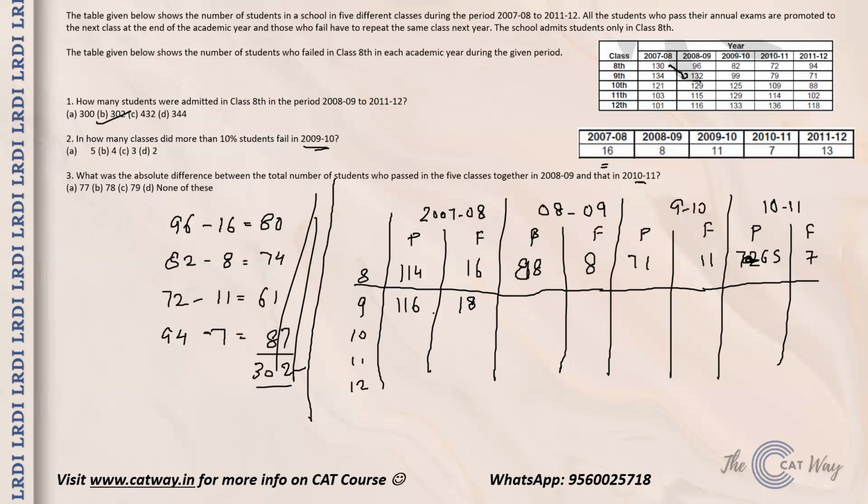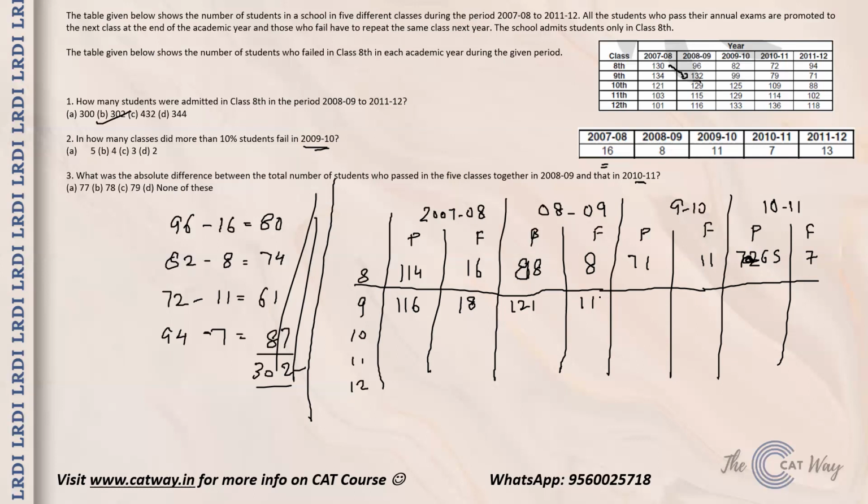Now you see the number of students in 2008-9. In class 8 you have 96 students, out of that 88 students have passed. So those 88 students will form class 9th in 2009-10. That means there are 11 students who failed in class 8th in 2008-9, and if 11 have failed and 132 were there, 121 have passed. So this is how you construct the table.